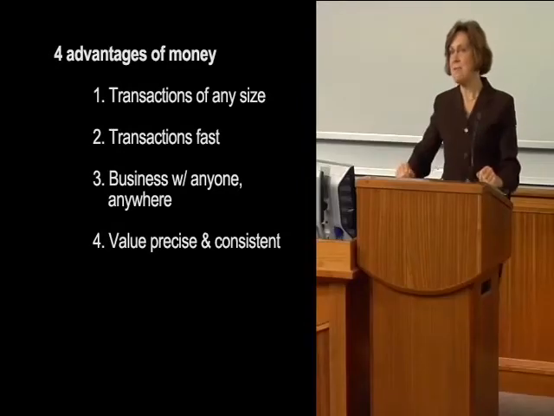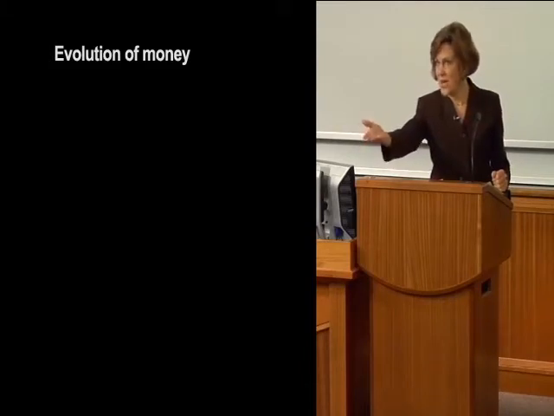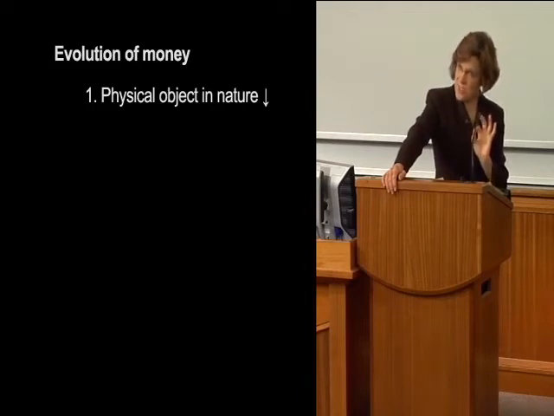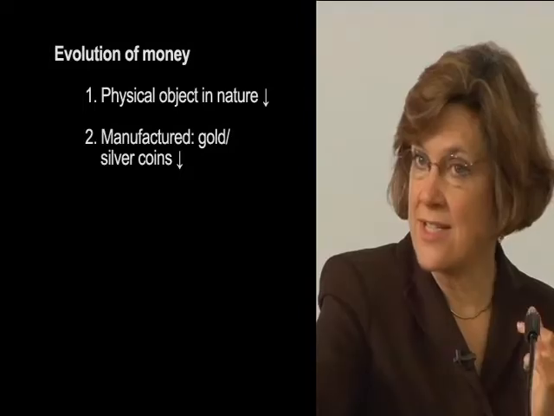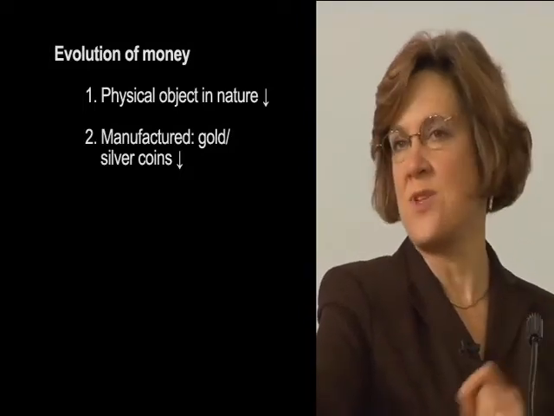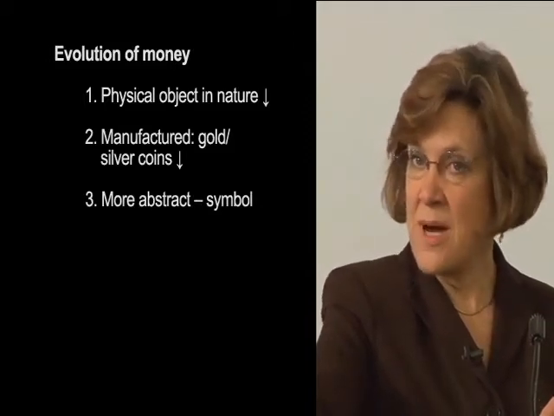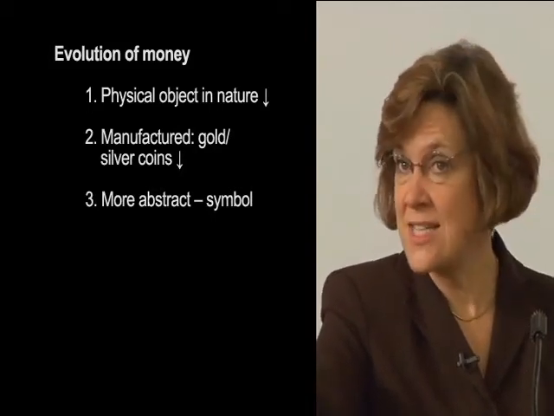Okay, let me say a few words about the evolution of money. Originally, money was a physical object found in nature, cattle and grains, for example. It then evolved to become a manufactured physical object, such as gold and silver coins. Next, money became something more abstract, something that is symbolic of physical objects, such as gold and silver. At this stage in its evolution, money became pieces of paper, such as paper money and stock certificates.